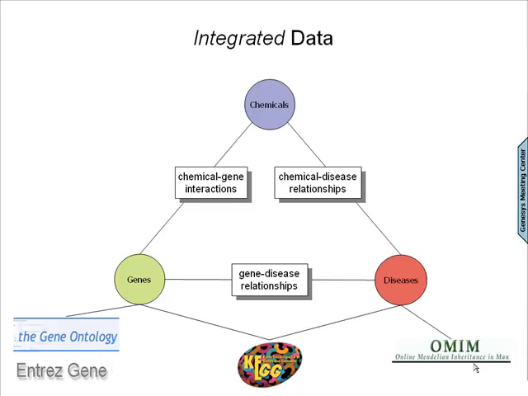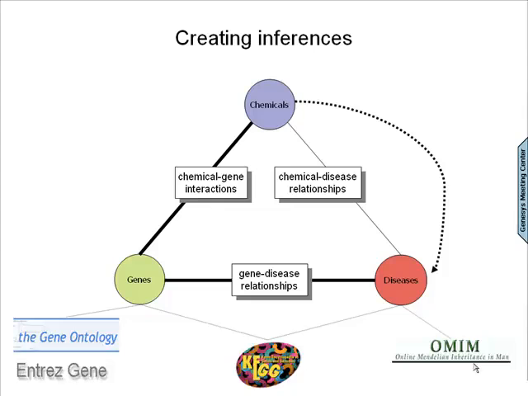By virtue of this integration, what we hope to do is provide a framework by which, if we have individual relationships, such as a chemical-gene relationship, and then another resource or another publication has a relationship between that same gene and disease, we can infer a relationship between that chemical and that disease. Now, we don't say this is a fact. What we do is present that as an inferred relationship.